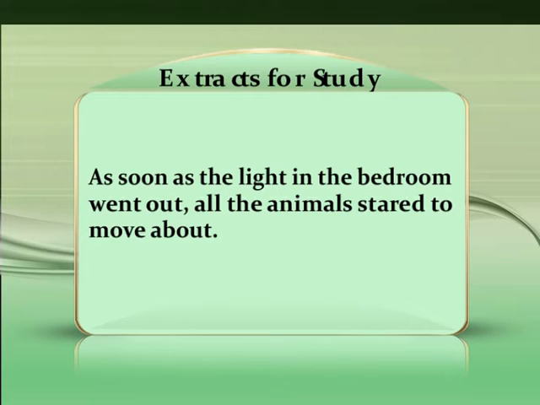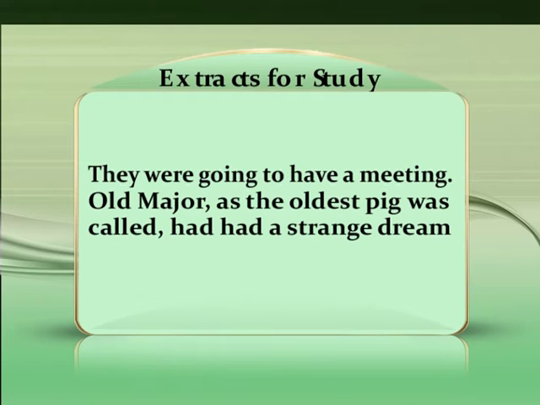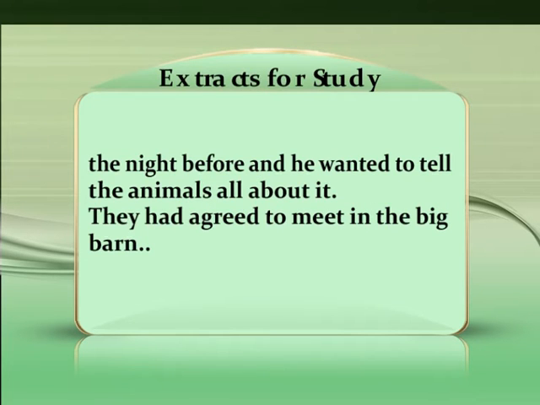They wanted to move about because the daylight had come. They were going to have a meeting. Old Major, as the oldest pig was called, had a strange dream the night before. And he wanted to tell the animals all about it, to disclose his dream to the animals. So this is very important. We learn lessons from this story.